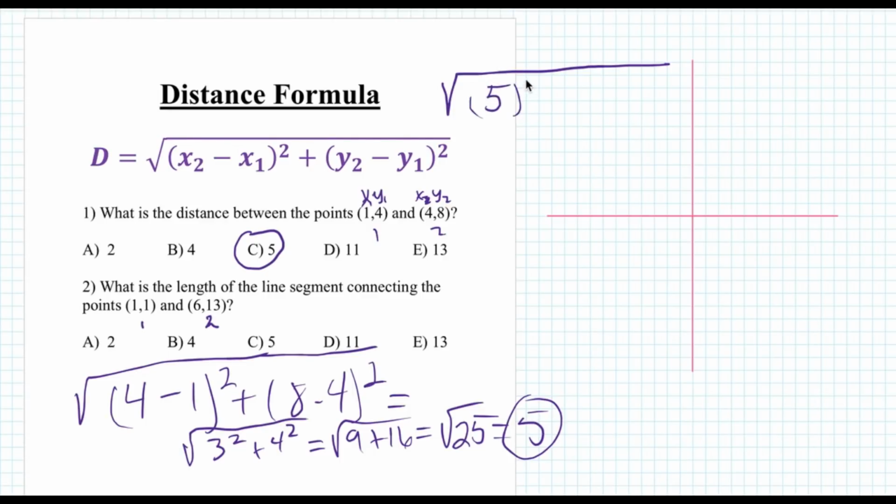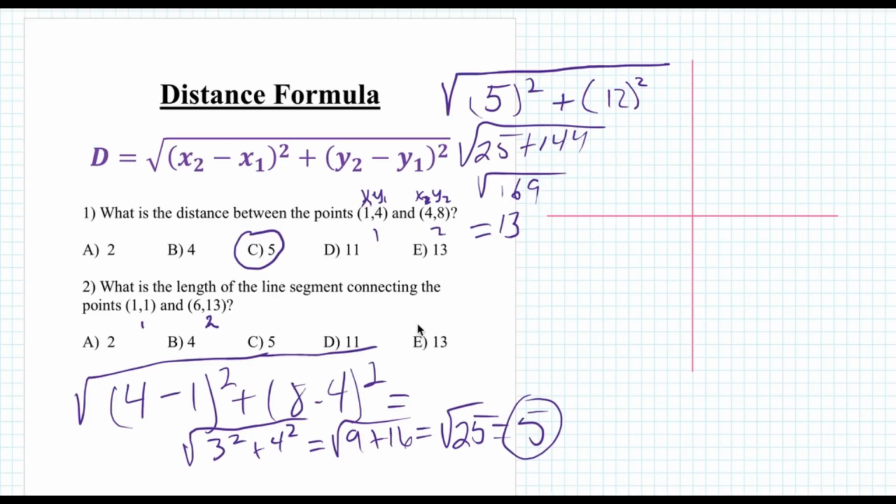squared. That was 6 minus 1. Then we have 13 minus 1, which would be plus 12 squared. And that equals 25 plus 144, which is the square root of 169, which equals 13. Answer choice E.